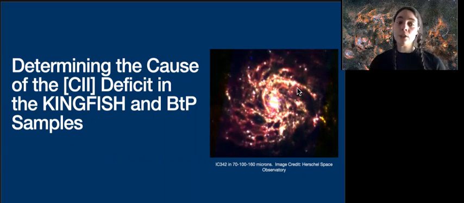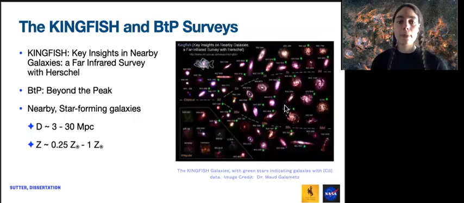So those are some of the big questions I'm trying to answer by investigating the C+ emission as well as other types of emission from the KINGFISH and BTP samples. And this is just one of the KINGFISH galaxies, IC342, in infrared. So just a really quick overview of these two surveys.